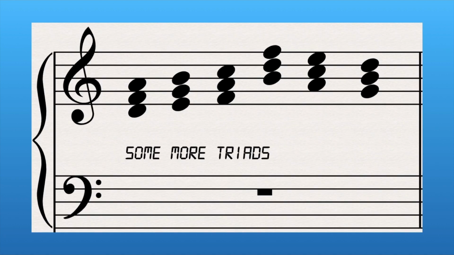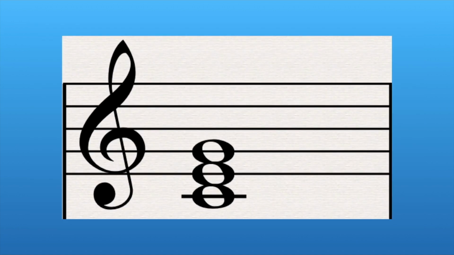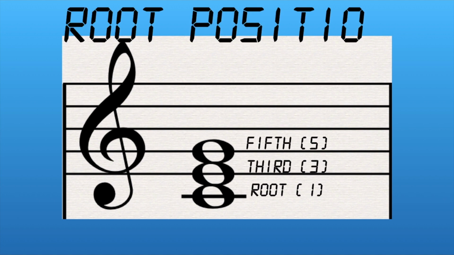Here are some more triads. A basic triad has 3 components: the root, the third and the fifth of the chord. When the root note is the lowest note in the chord, this is called root position. But the other 2 notes could also be the lowest note. Then we get the inversions.